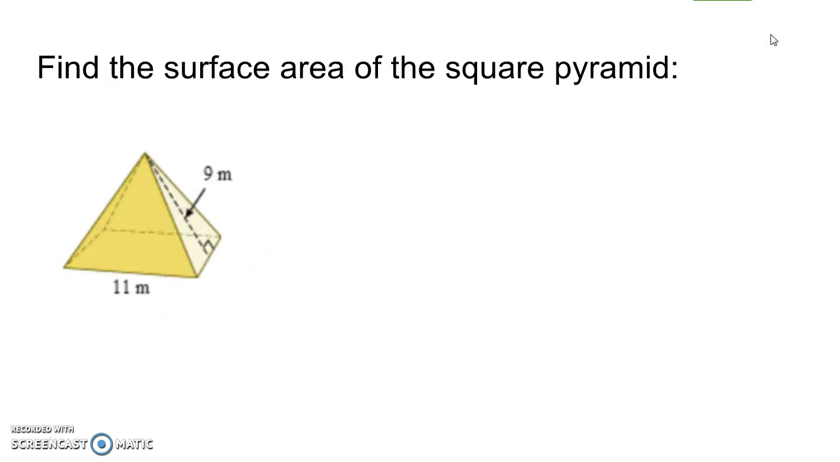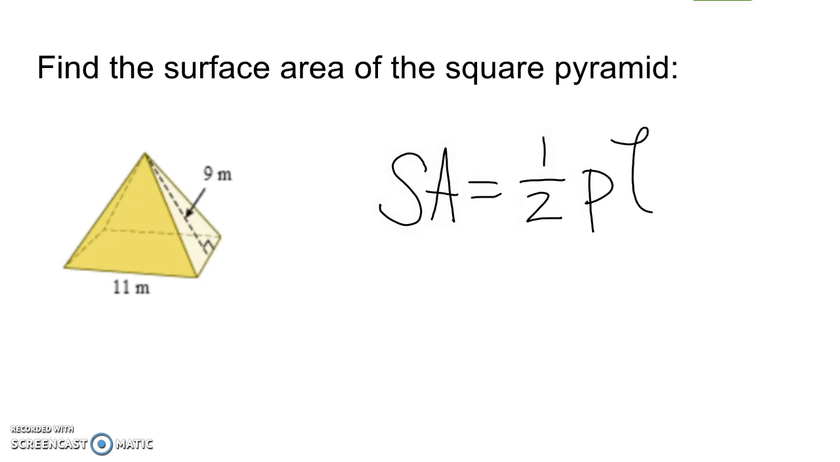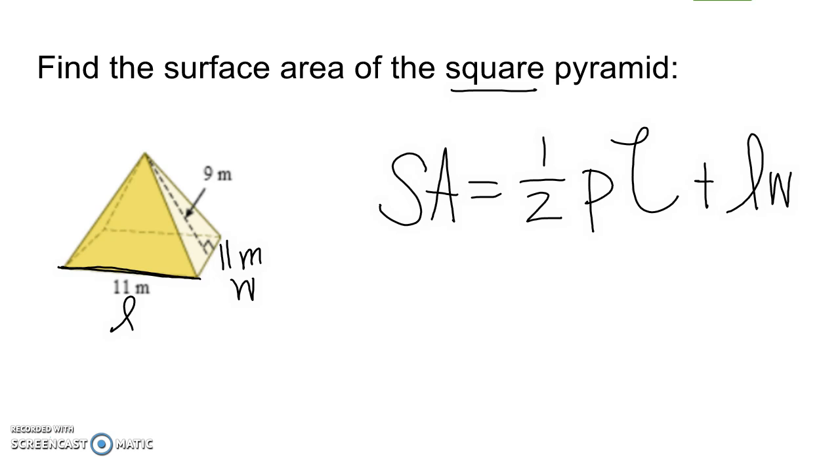Alright, example 3, surface area of a square pyramid. Since we know that this is a square pyramid or a rectangular pyramid, we use the same formula. Surface area equals 1/2 times the perimeter times the slant height plus length times width. Since it's a square pyramid, if the length is 11, that means the width is also going to be 11, because a square is the same on all four sides.